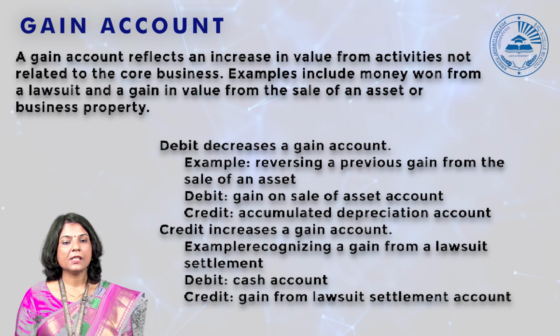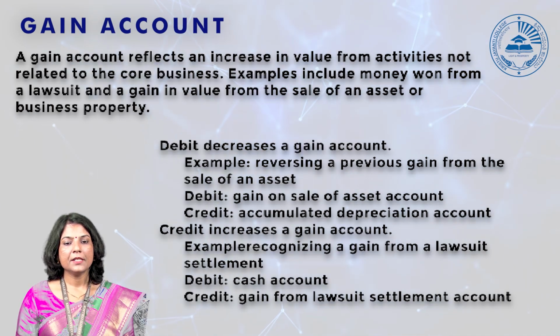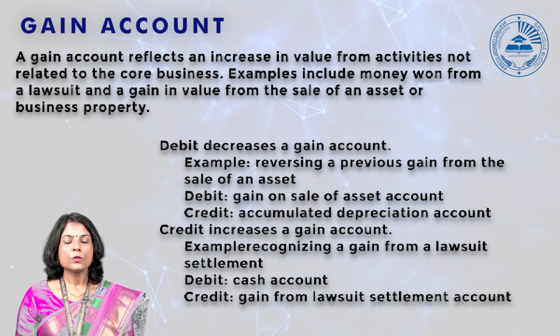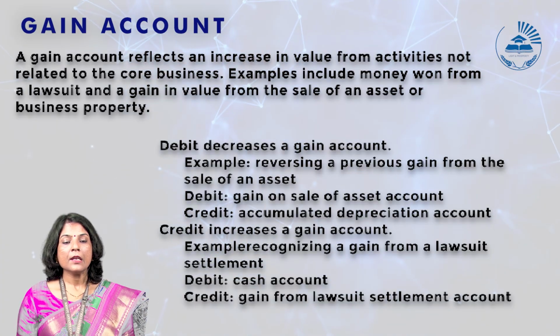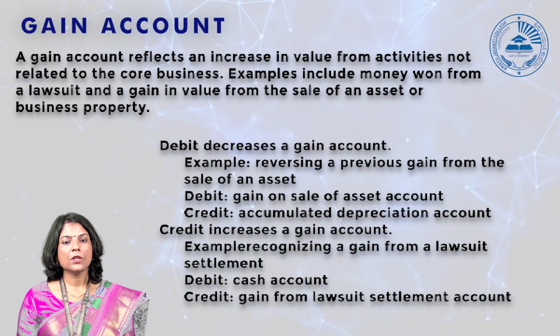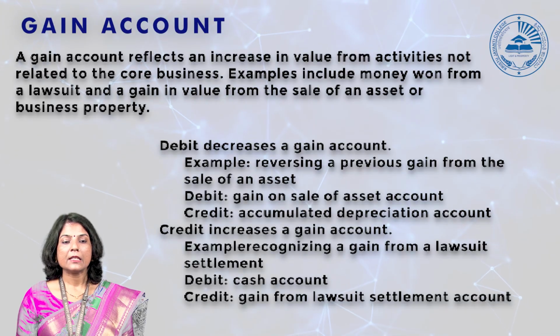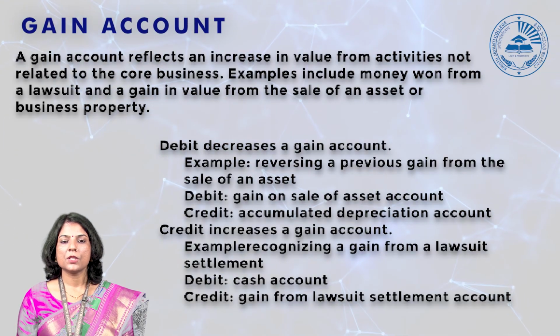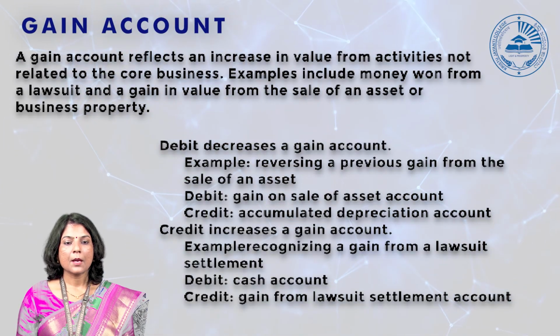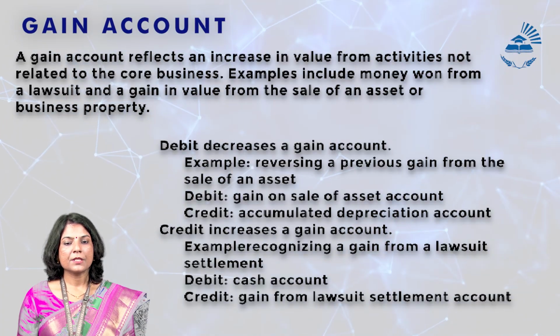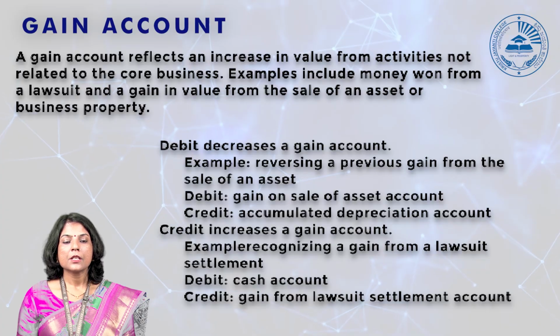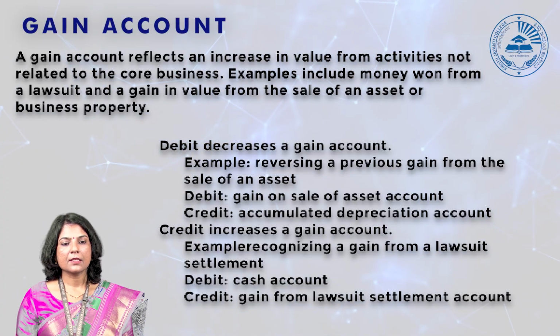Debit decreases a gain account and credit increases a gain account. For example, reversing a previous gain from the sale of an asset: here the debit goes to the gain on sale of asset account and the credit goes to the accumulated depreciation account. Another example is recognizing a gain from a lawsuit settlement. The company is getting some gain from the lawsuit settlement, so the debit goes to the cash account and the credit goes to the gain from lawsuit settlement account.